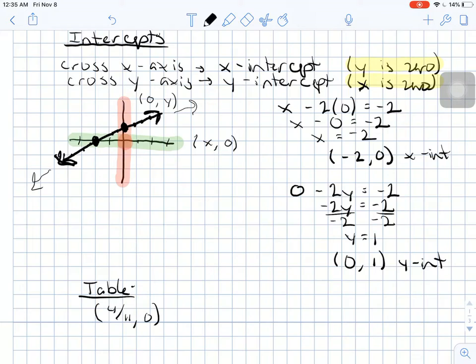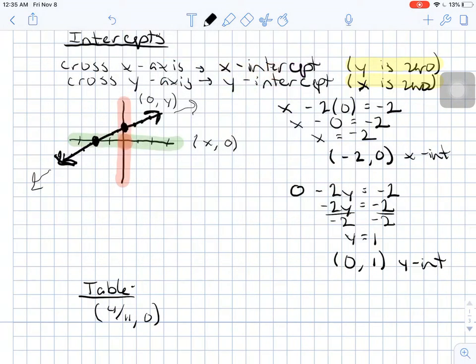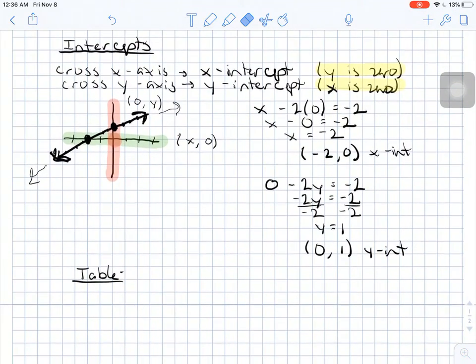Well, we can kind of estimate where to mark that on a graph and try to get as close as we can, but it's going to be really hard to graph that exactly accurately. So in that case, it might be better to make a table so that you can get some points that are marked accurately. So the table strategy involves making a table.